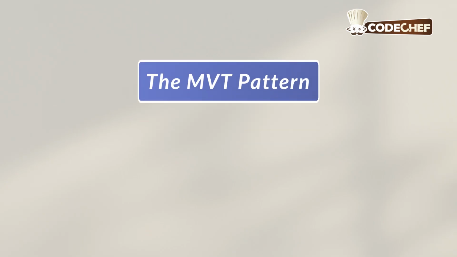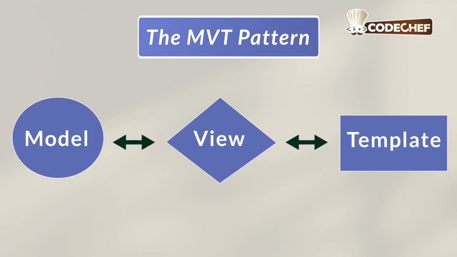Now let's look at the MVT pattern. Django follows a design called MVT, which stands for Model, View, Template. It helps you organize your code neatly so each part has a clear job. Let's look at each one of them. Model. It defines your data and interacts with the database. For example, a user model defines how users are stored.